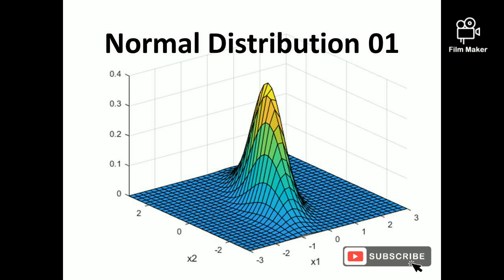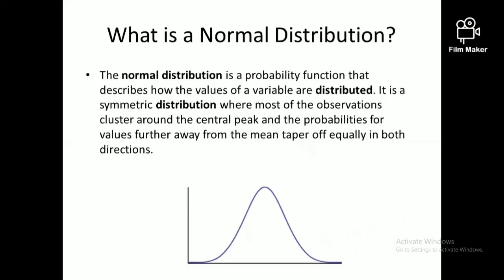This is the first video of the topic series Normal Distribution. What is a normal distribution? The normal distribution is a probability function that describes how the values of the variables are distributed. It is a symmetrical distribution where most of the observations cluster around the central peak, and the probabilities for the values further away from the mean taper off equally in both directions.